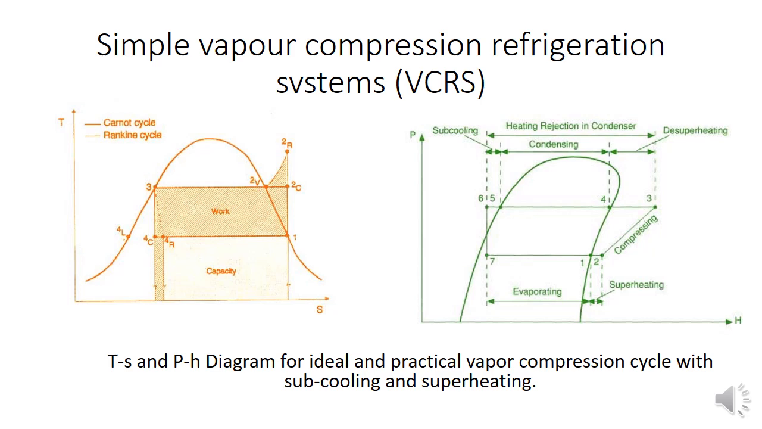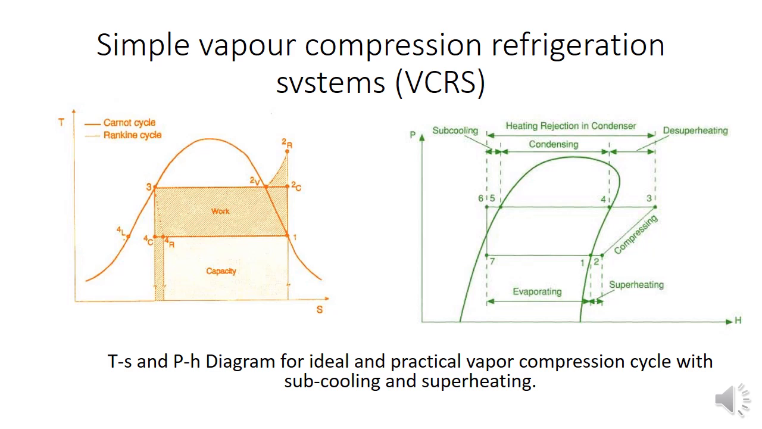On the right hand side, the pH diagram for this vapor compression cycle with subcooling and superheating is drawn. These two diagrams are entirely different. One diagram represents the standard cycle, the reverse Carnot cycle, and the right hand side diagram represents the practical or actual vapor compression cycle with subcooling and superheating. So where is subcooling and where is superheating? It is very easy to find out.